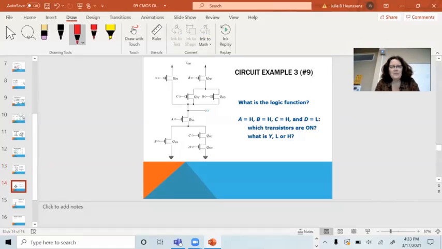Okay, so I get a more complicated circuit. Go ahead and take a minute and try to figure out what this logic function is. This is not a standard gate.